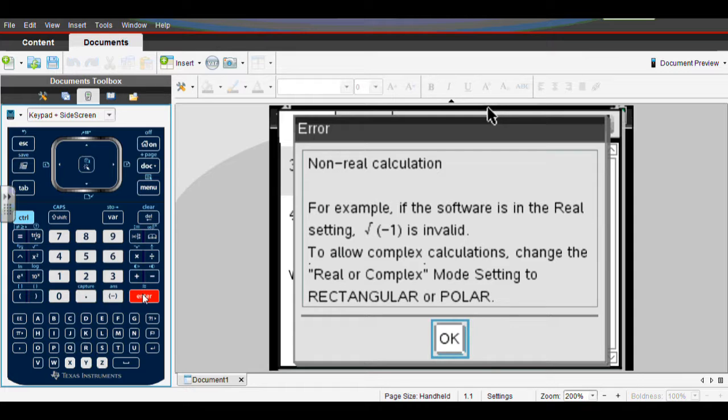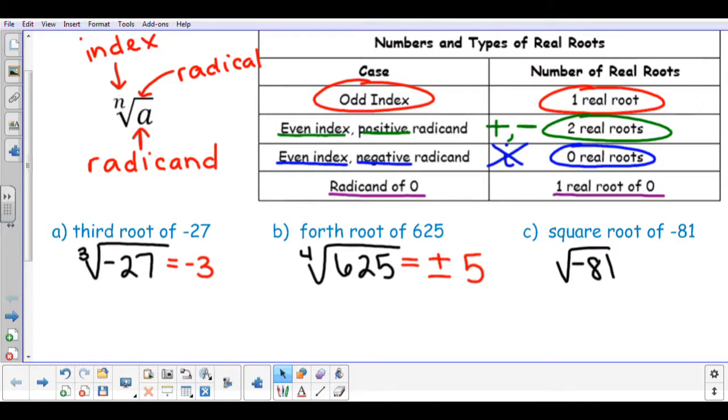This time when I hit enter, it says a non-real calculation. The reason I got that is if I look up in the table, it says even index, but a negative radicand has 0 real roots. So this answer, there are actually no real roots for the square root of a negative 81.